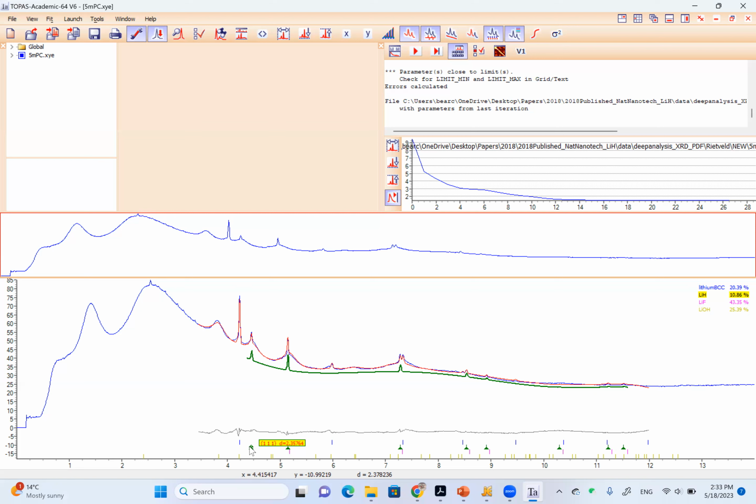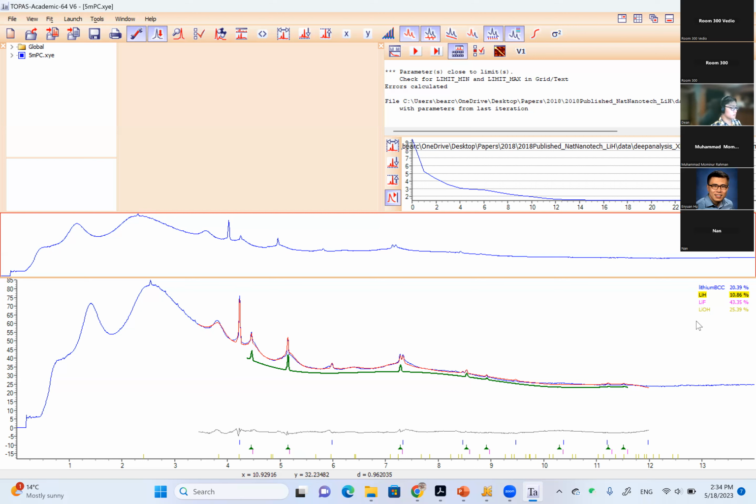Okay, so that's a good point. If you have very sharp peaks, that's usually the way to do it. So we talked about adjusting the variables for background, and also fixing the lattice parameter for sharp peaks, and also we can look at some of these broad peaks.